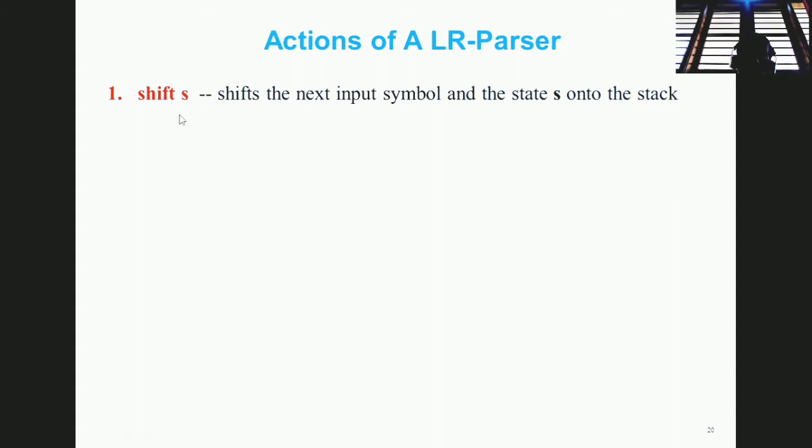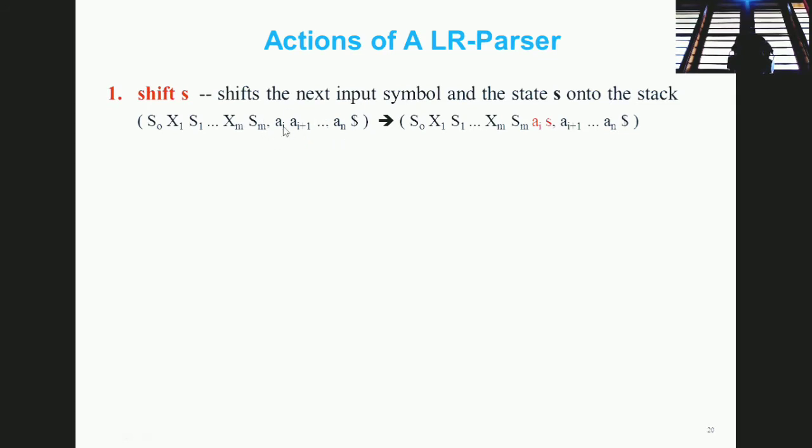In case of shift S, we shift the next input symbol and the state S onto the stack. So assume that this is the present state of the stack, that is S0 followed by X1 followed by S1. It means that for X1 we have pushed S1. In other words, X1 is represented by the state S1. Similarly, we have pushed Xm onto the stack, and for that we have pushed state Sm onto the stack, and the remaining input will be ai+1 up to an.